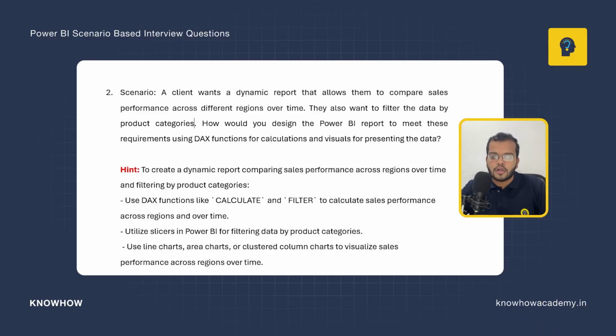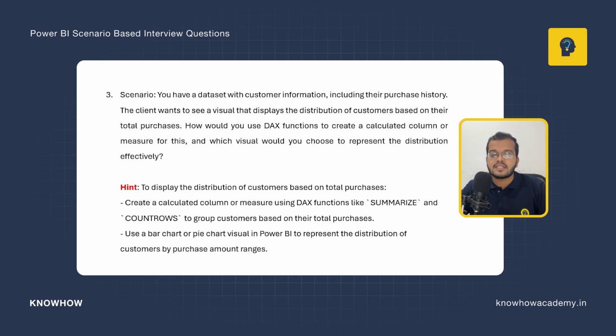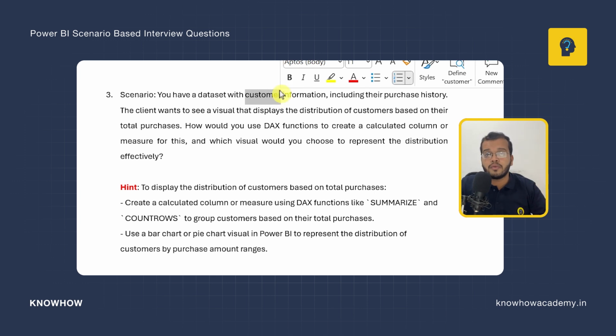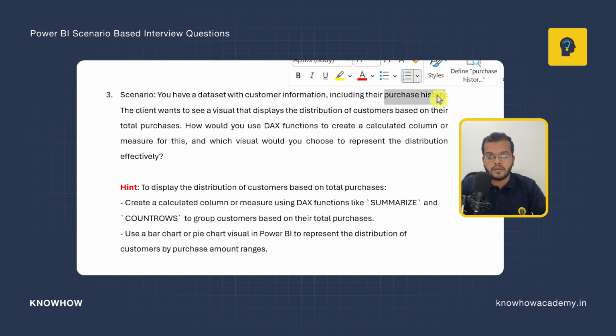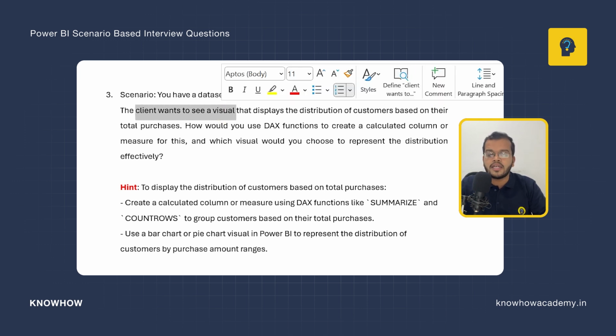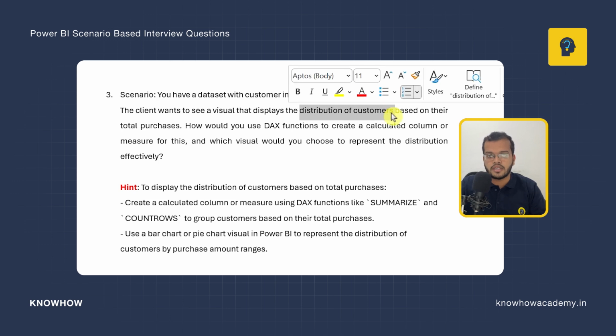Alright, the next scenario: we have customer information. Let's understand this question very carefully. We have customer information, and in this customer information we have purchase history. Which customer has purchased which product, how many products, all this information we have. Now the client wants to see a visual that displays the distribution of customers based upon what?